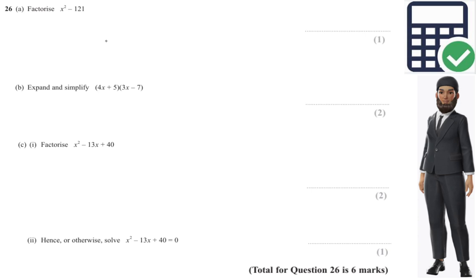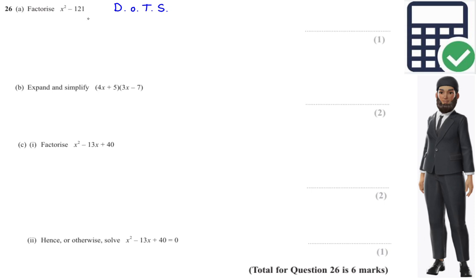We've been asked to factorise x squared minus 121. This is the difference of two squares, so let's write that down. That's the difference of two squares, the acronym for DOTS. With regards to this, why is that the case? It's the difference because of the minus. There are two terms over there.